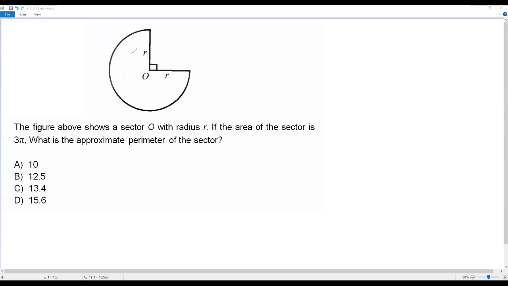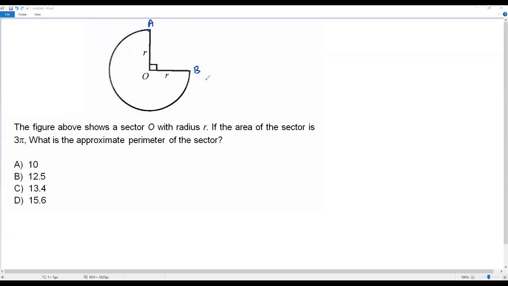Okay, so to get the perimeter of the sector, first let me mark the 2 points on the sector, A and B. First, I have to find the arc length AB over here. Once I get this arc length, I have to add the length of this line segment, that is R, and the length of this line segment, that is also R, to get the perimeter of the complete sector.